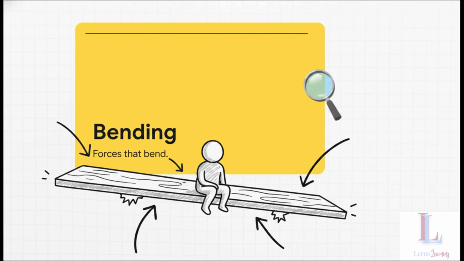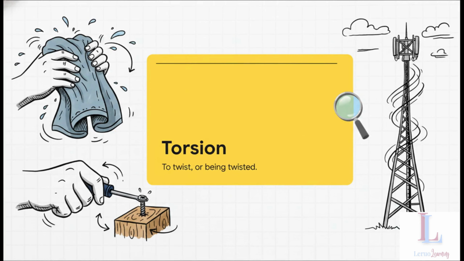This force makes rigid structures bow under uneven weight. Like if you go and sit right in the middle of a long, unsupported wooden plank, you actually become the bending force that's trying to snap it right in half. Next up is torsion, which just means twisting. Imagine aggressively wringing out a wet towel. That twisting action, that's torsion trying to tear a structure apart.